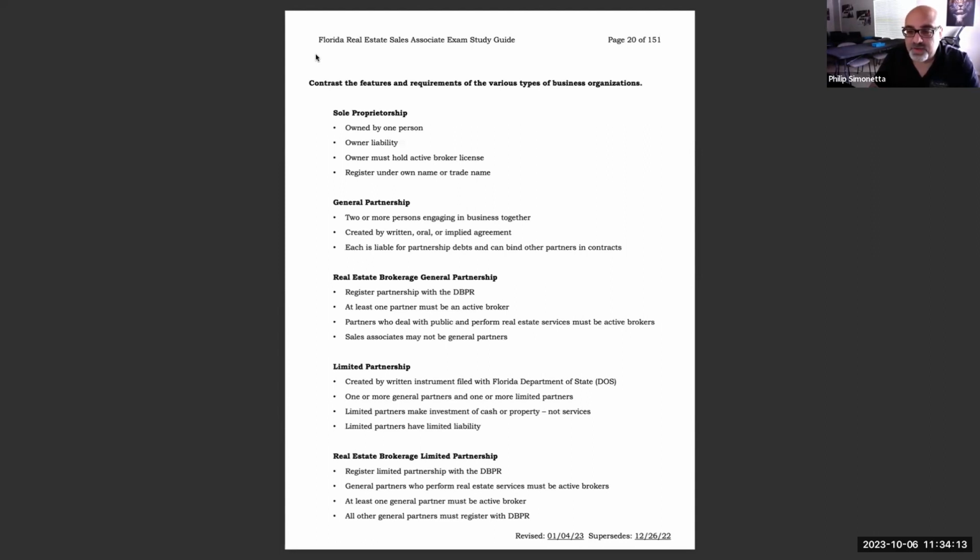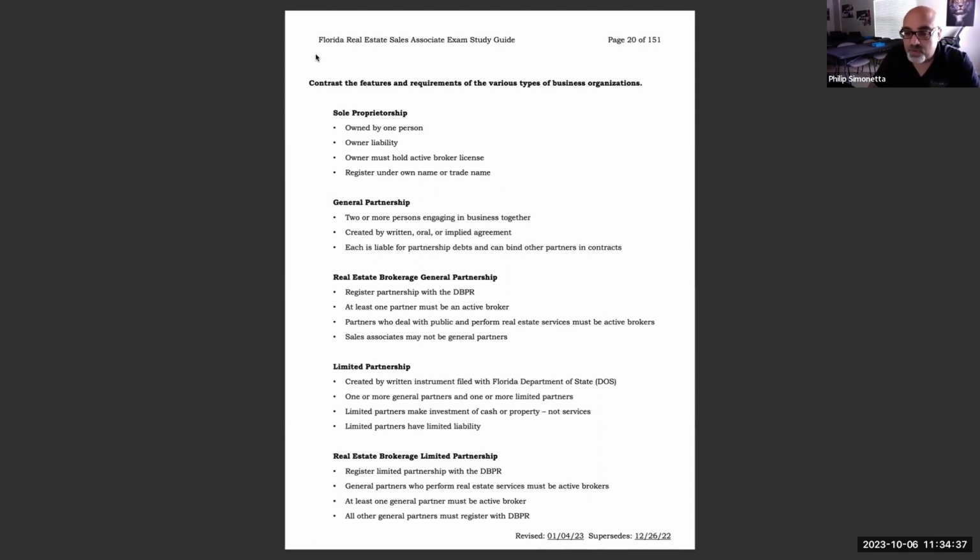Limited partnership: created by written instrument filed with the Florida Department of State. One or more general partners and one or more limited partners. Limited partners invest cash or property, not services. So limited partners are just the money behind it. They're not handling the business. Limited partners have limited liability.